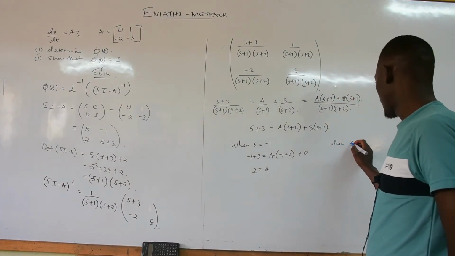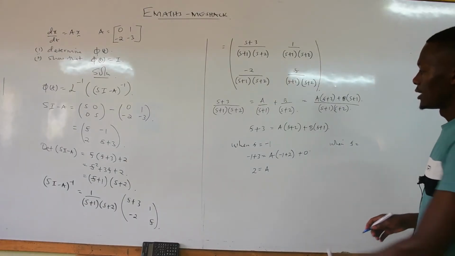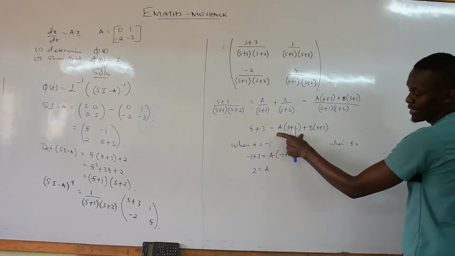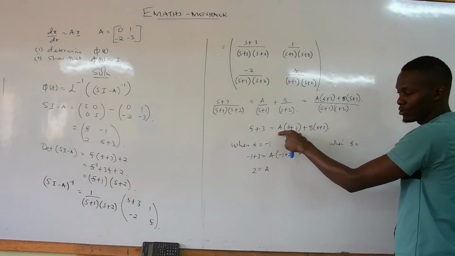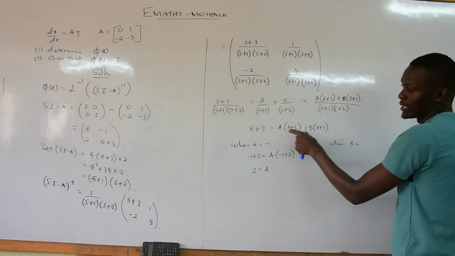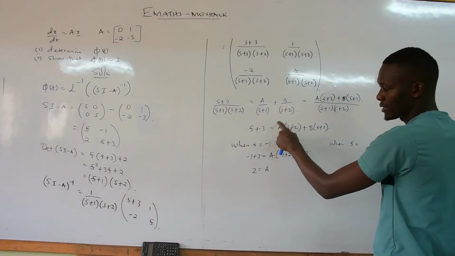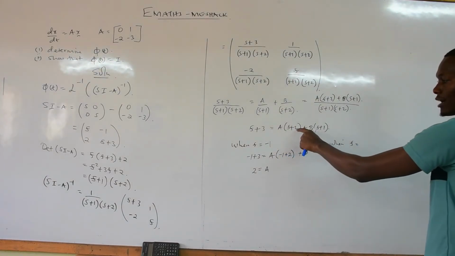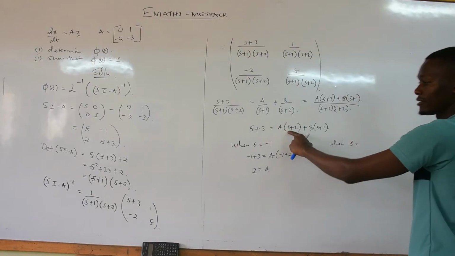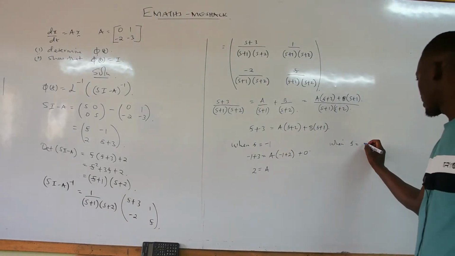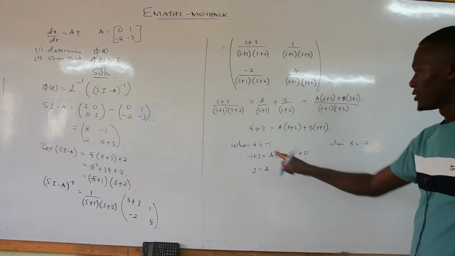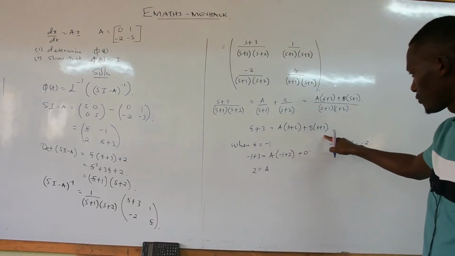Then the same procedure again, let me just rewrite it here, let me use this space. When s equals to, now choose a value here that will make a to be 0. Here we made our b to be 0. Now what value of s can we choose to make this term 0? So I have 2, so the only value I can choose here is negative 2. So when s is negative 2, replace negative 2 in all of this.